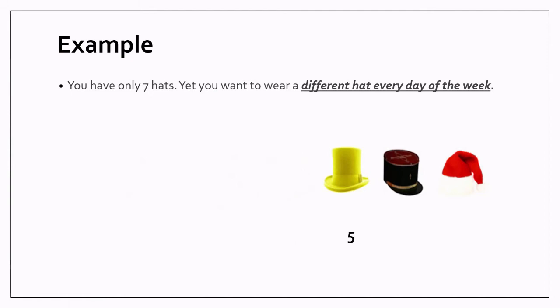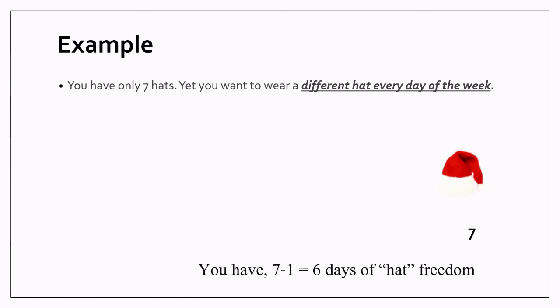On the fourth day, you have a choice of 4 different hats. On the fifth day, you can choose any hat from the remaining 3 hats. On the sixth day also, you have a choice. So you are free to choose any hat on the sixth day. As soon as you select any hat on the sixth day, you are left with no choice on the seventh day. So you have 7 minus 1, that is 6 days of hat freedom.